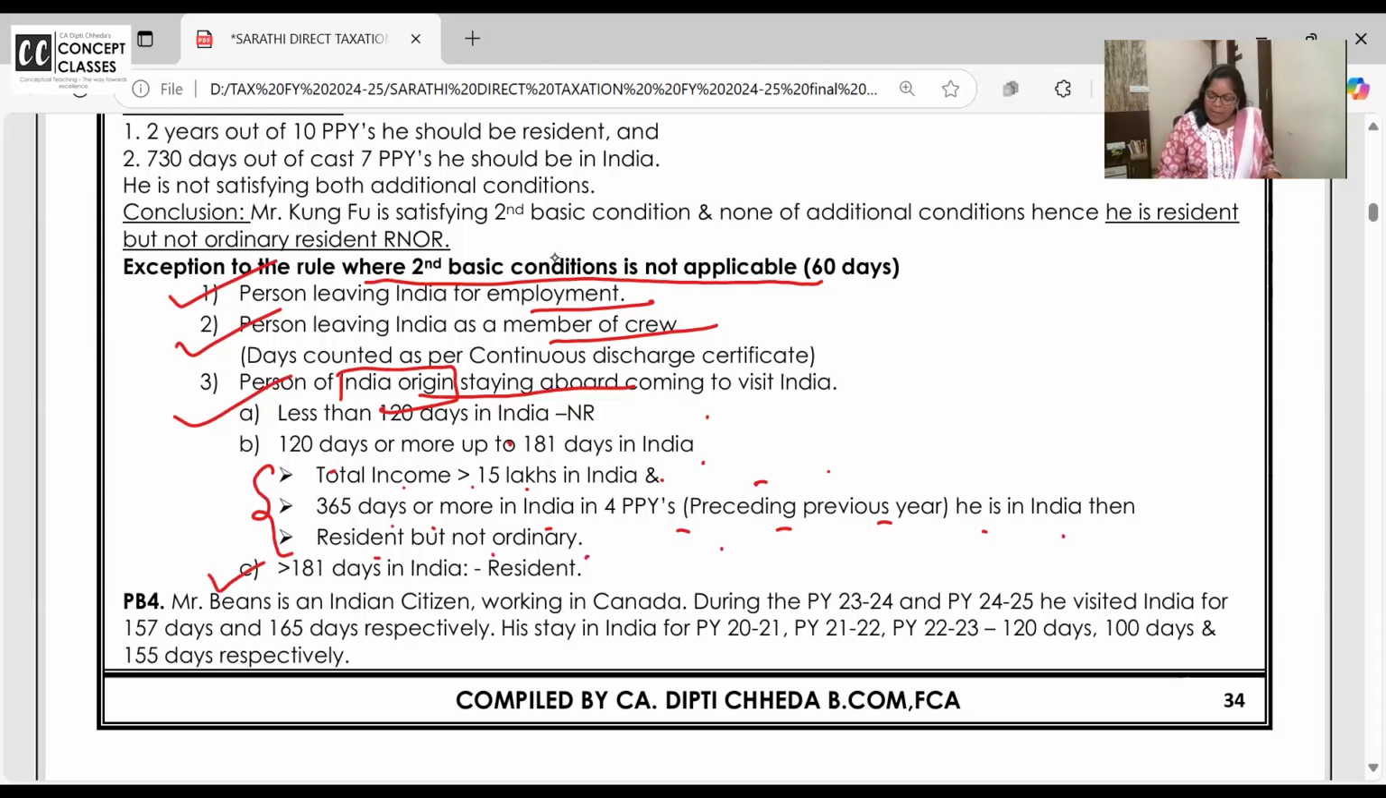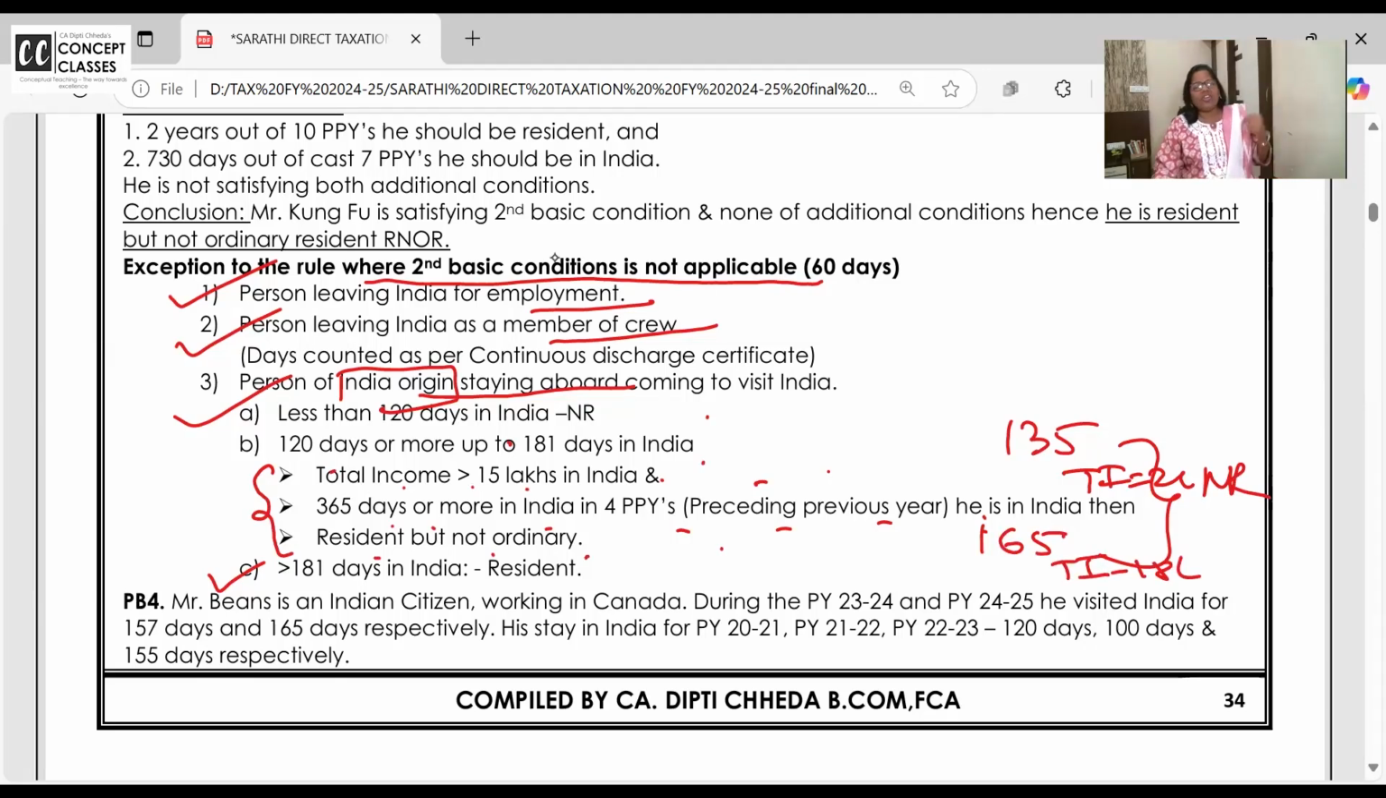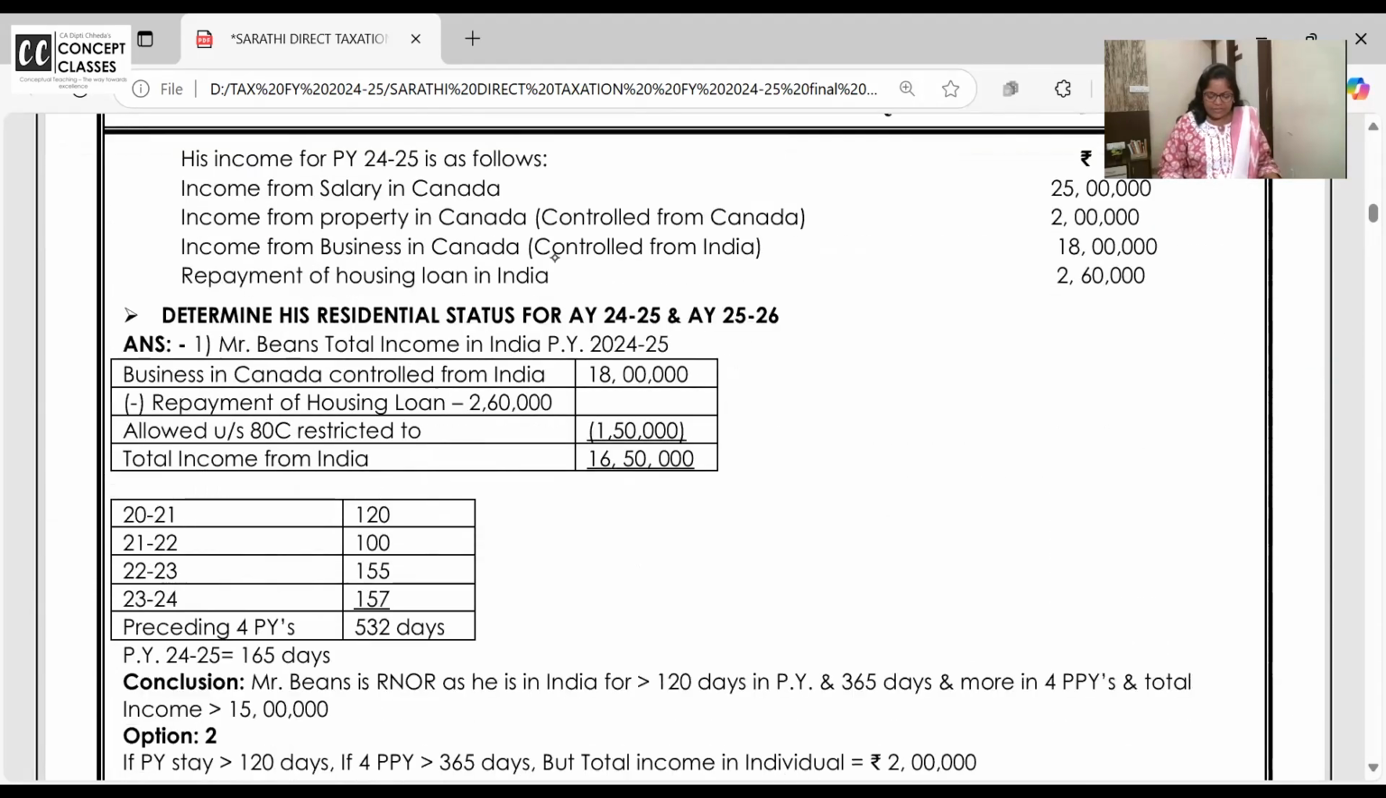Okay? Ma'am, I'm in India for 135 days, but my total income is 2 lakhs, non-resident. Ma'am, I am in India for 165 days and my total income is 18 lakhs. Come on, you're very well a resident, but not ordinary resident. Stop. Don't go and check the additional conditions.